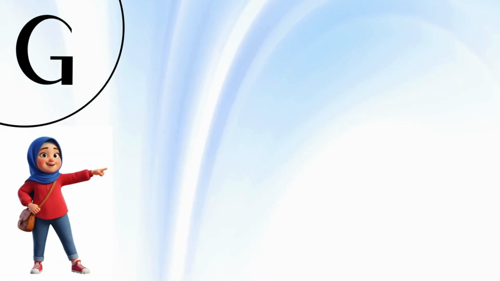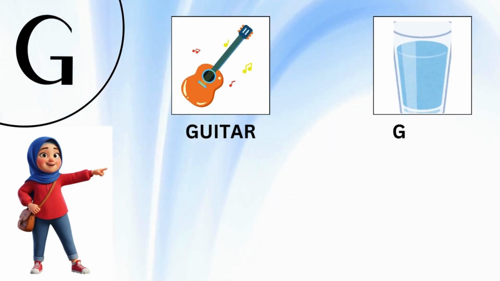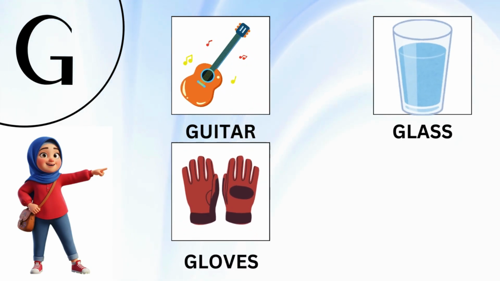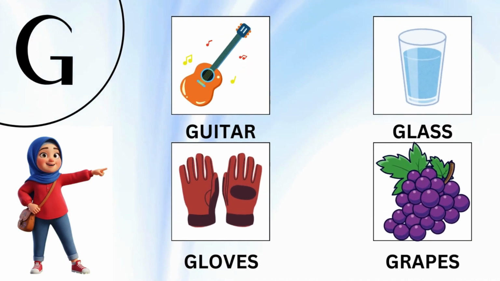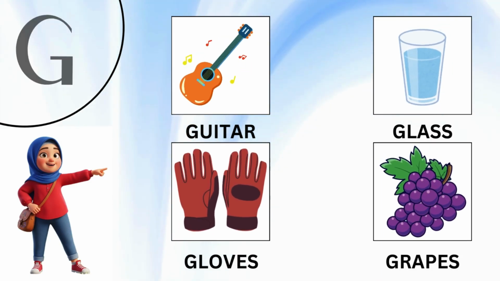This is letter G. G is for guitar. G is for glass. G is for gloves. G is for grapes. Guitar, glass, gloves and grapes.